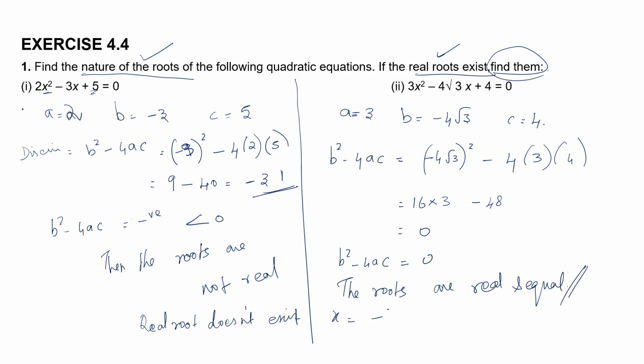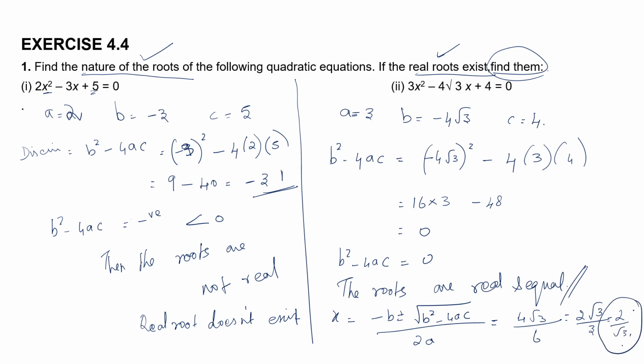That is, we have to find minus b plus or minus root of b square minus 4ac, by 2a. Just substitute the values. What is b? Minus b, so 4 root 3, minus already there, divided by 2 into a, 6. It is equal to 2 root 3 by 3, or 2 by root 3 if you cancel. So both the roots are 2 by root 3 and 2 by root 3. If the roots are real, then it is asked to find that value also.